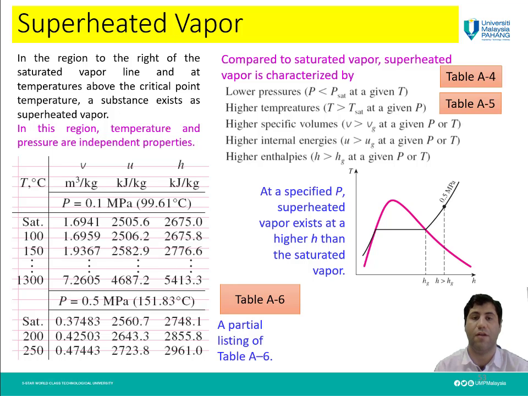Okay, up to here you have learned how to use the thermodynamic properties tables to find the different properties for different substances in different states. The states or regions I have introduced so far are the saturated liquid line, the saturated vapor line, and also the mixture of saturated liquid and vapor.